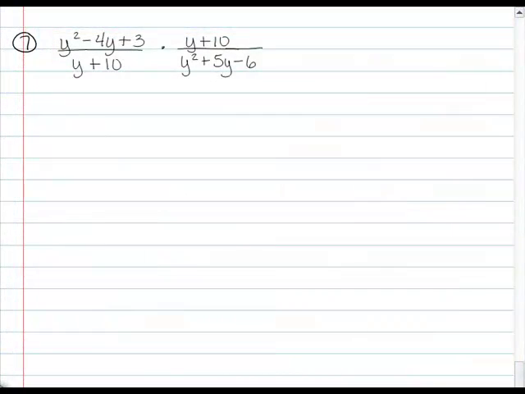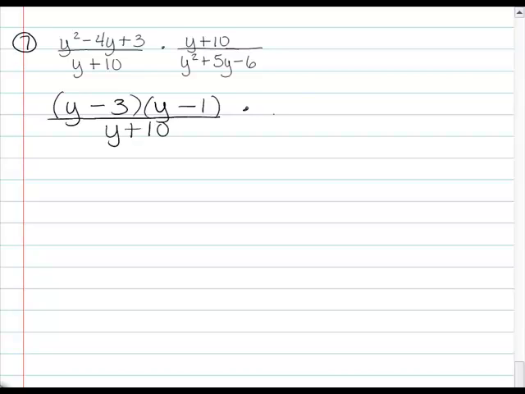So for our last example for multiplication, we've got y squared minus 4y plus 3 over y plus 10 times y plus 10 over y squared plus 5y minus 6. So the first thing we want to do is go ahead and factor everything we possibly can. So on the top here, we're going to factor this to y minus 3 and y minus 1. Okay, on the bottom we can't factor y plus 10, we're going to leave that alone, times, we've got y plus 10. On the bottom here we're going to have y plus 6 times y minus 1.